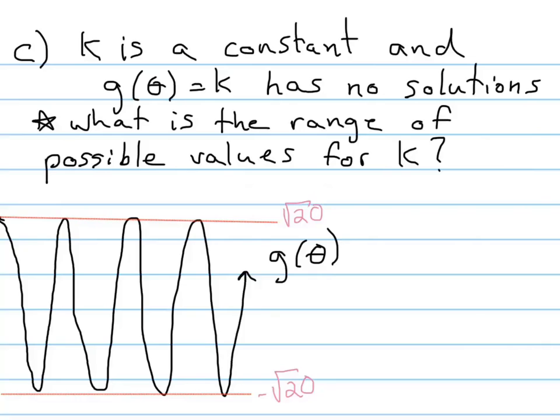Any value bigger than the square root of 20 will not be in the range of this graph, and any value smaller than the negative square root of 20 will not be in the range of this graph. So the possible values for k are k greater than the square root of 20 and k less than the negative square root of 20.